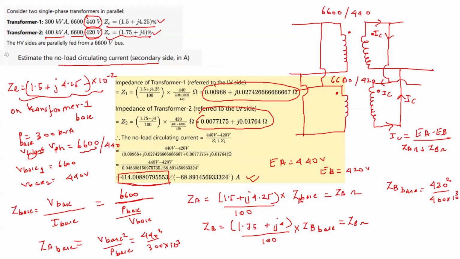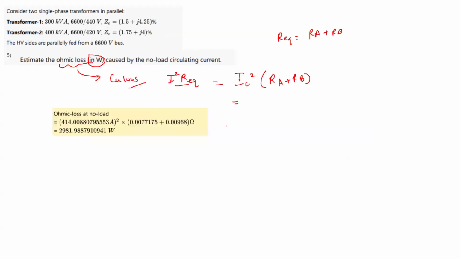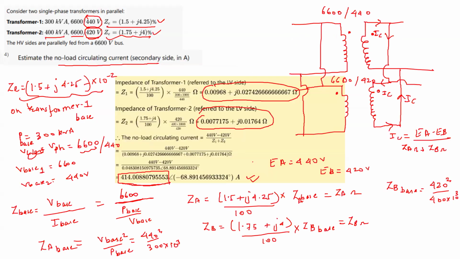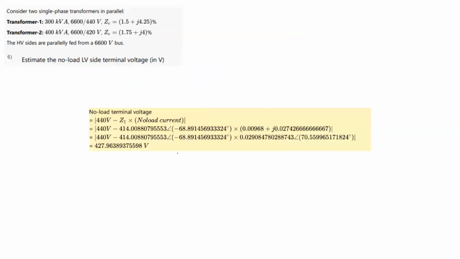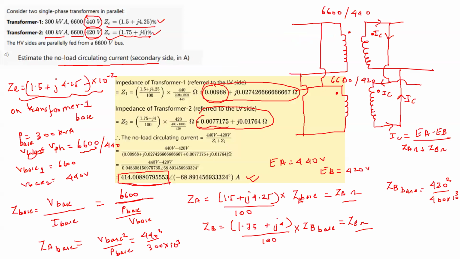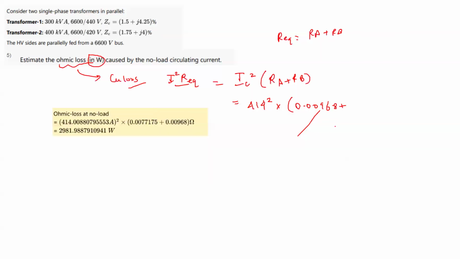Here you have this IC current, IC squared. From the previous calculation, by converting to ZA ohm and ZB ohm, we have the resistance part of ZA ohm as 0.00968, plus the resistance part of ZB, which is 0.0077. If you solve for it, you will get the ohmic losses.